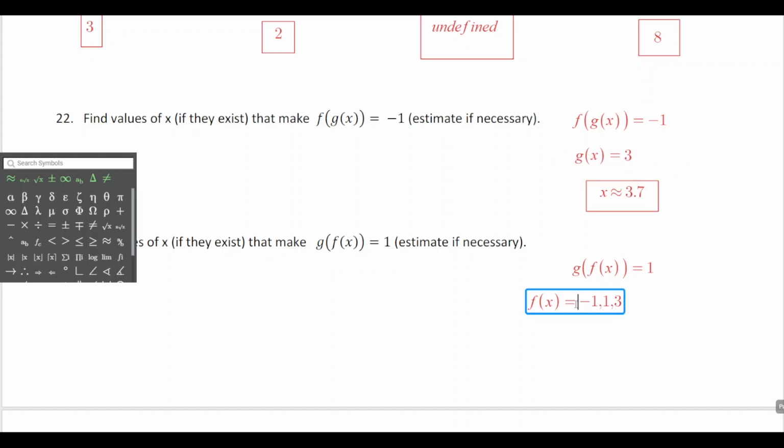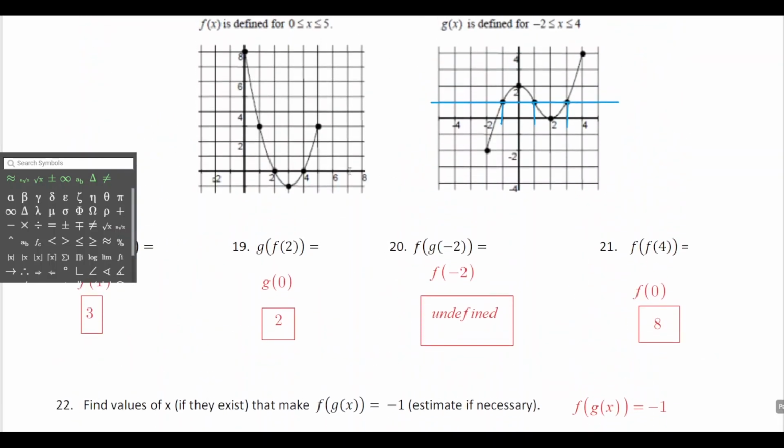Okay, so this is going to basically split up into 3 separate problems here. I might write it like this just to make it obvious that we're doing 3 separate problems here. F of x could be any one of these 3 numbers. So we're going to go look at the f graph and see what x values make it -1, 1, or 3. So let's look back up here.